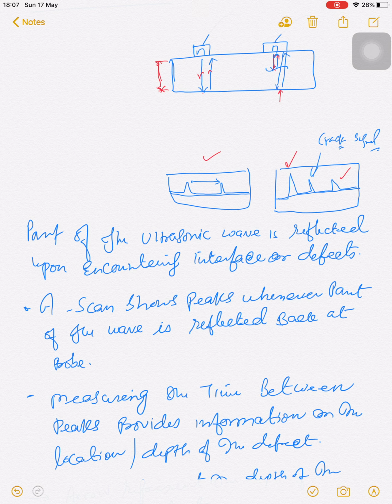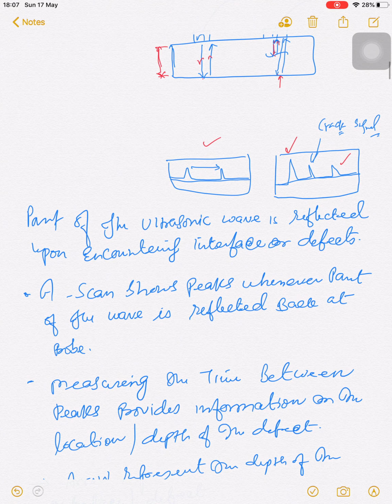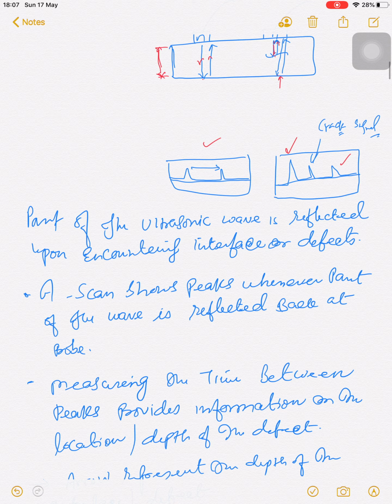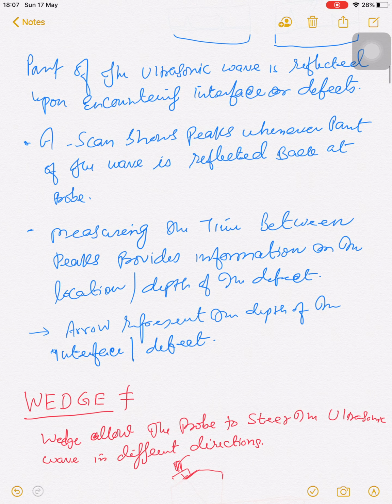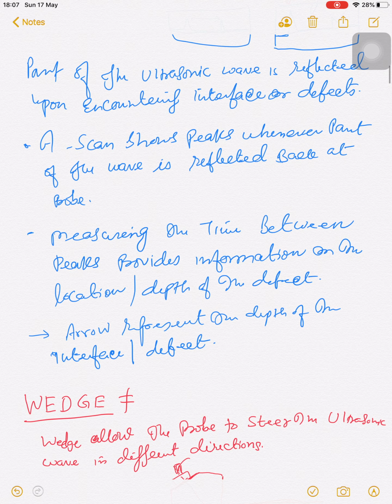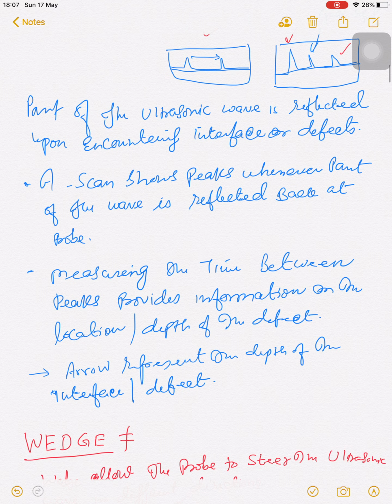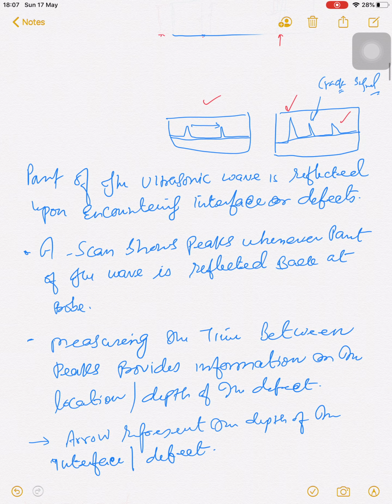Part of the ultrasonic wave is reflected upon encountering an interface or defect. The A scan shows the peak, whereas part of the wave is reflected back at the probe. Measuring the time between the peaks provides information on the location and depth of the defect, and the arrow represents the depth of the interface and defect.